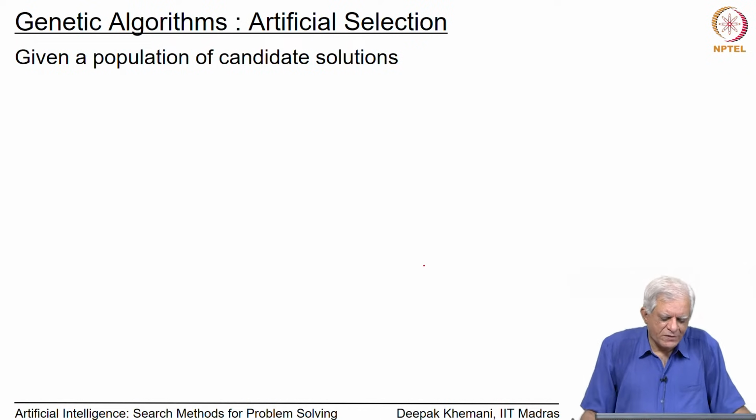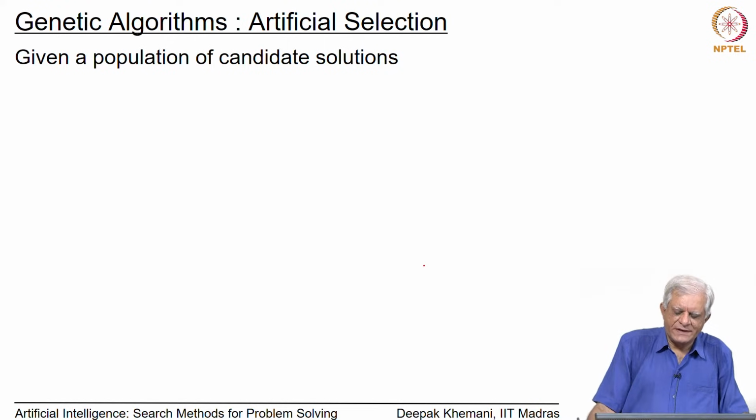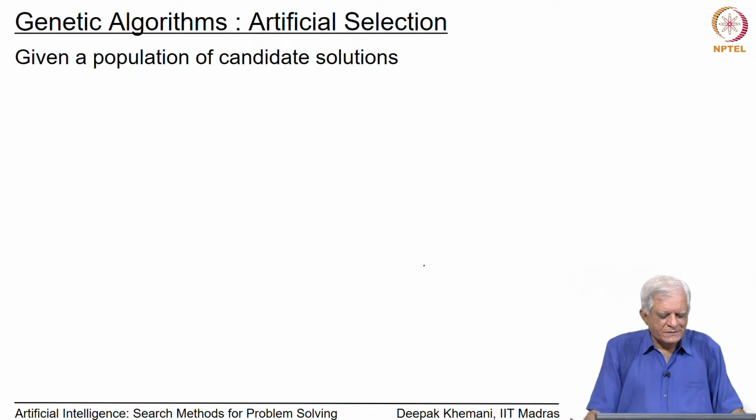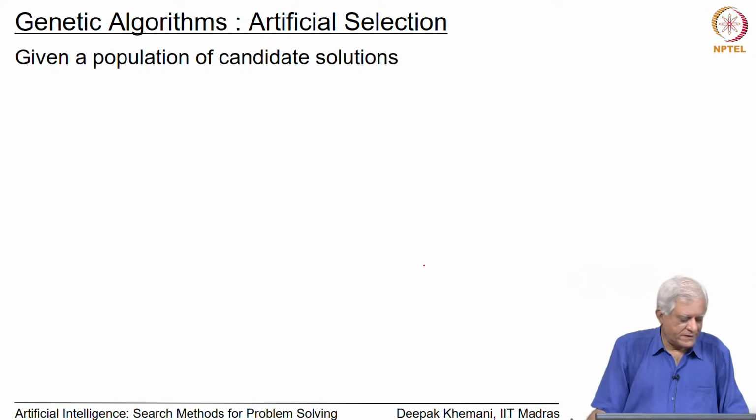So, if you remember, genetic algorithms is a process in which selection is artificial as opposed to nature. In nature, life forms come into being and they compete and they may or may not survive, and whichever forms survive, we call them fit essentially.